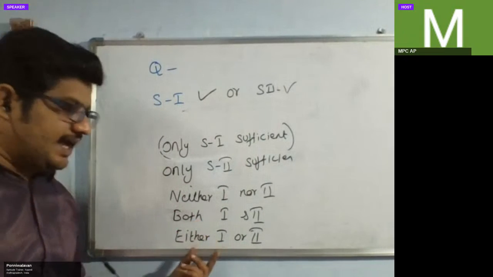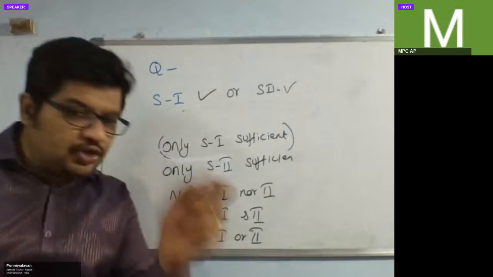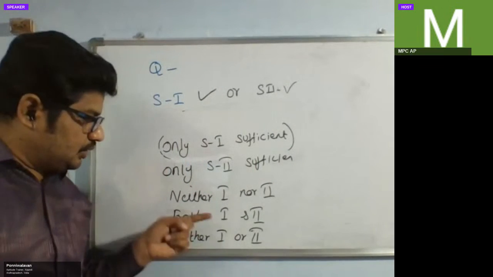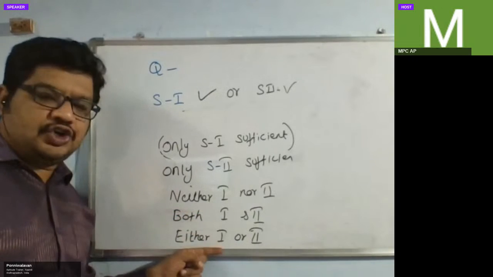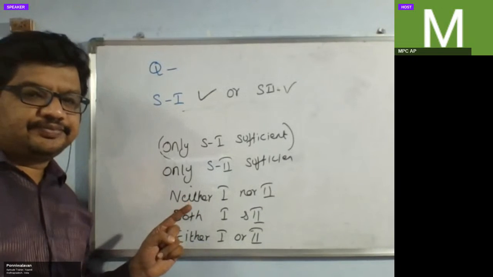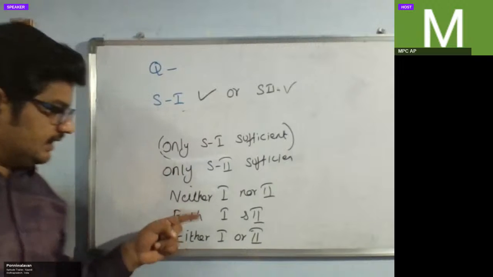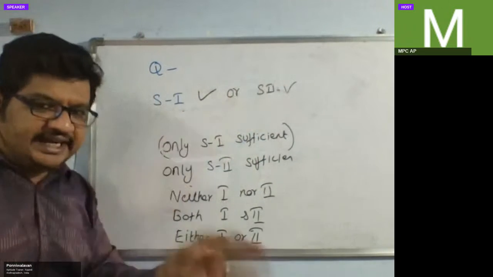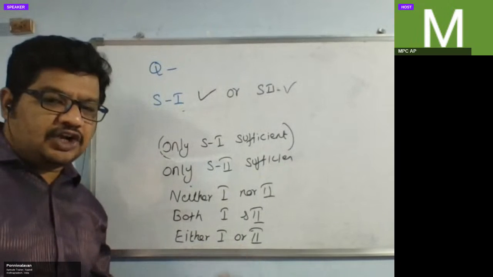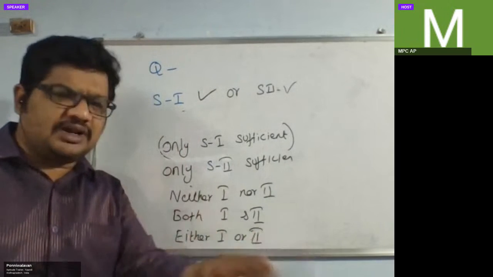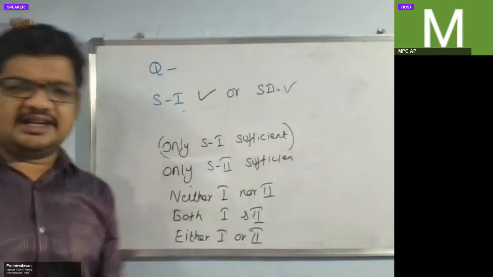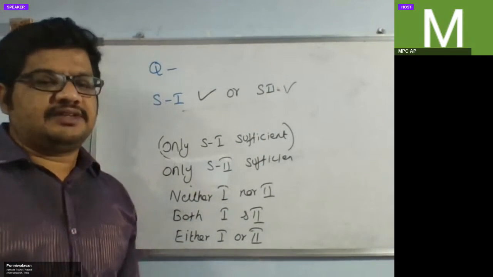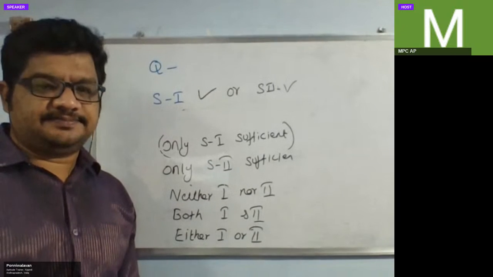But either 1 or 2 means if you give any one clue, I am able to find the answer. Are you able to tell the difference between both 1 and 2 and either 1 or 2? Here we require both; 1 and 2 are compulsory. Either 1 or 2 means if you give either one, A or B, I will tell the answer. Okay, like that. We'll start with the first question.